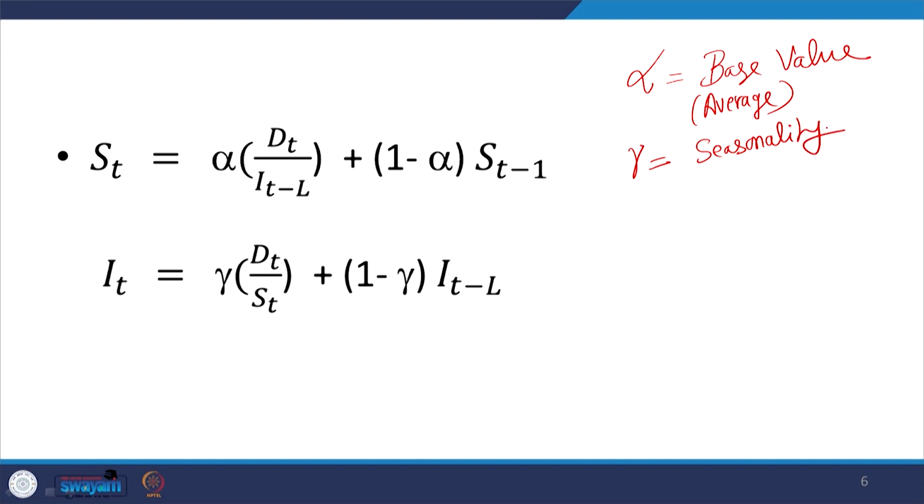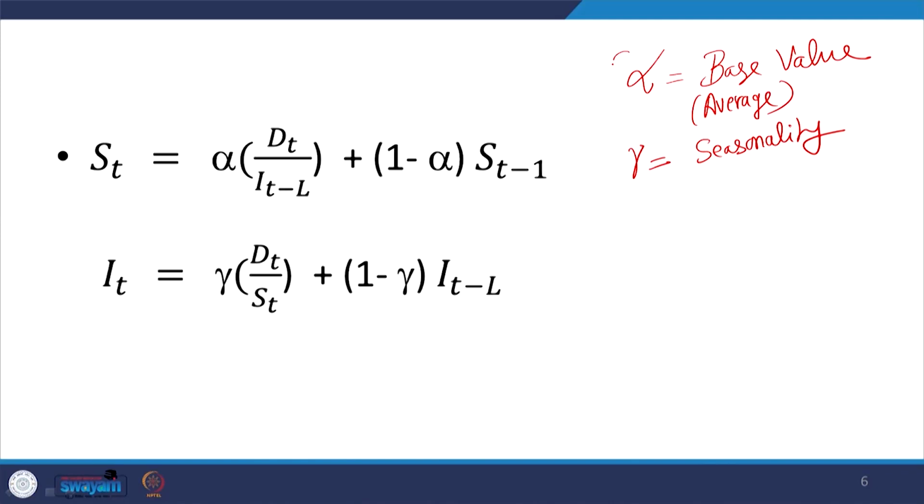If you remember, in our previous class we used two smoothing constants, alpha and beta. Beta was to smooth the fluctuations of the trend. Now, we are introducing the third smoothing constant, gamma, which we will use for smoothing the fluctuations of the seasonality component. And as already told, these values of alpha, beta, gamma are always between 0 and 1.